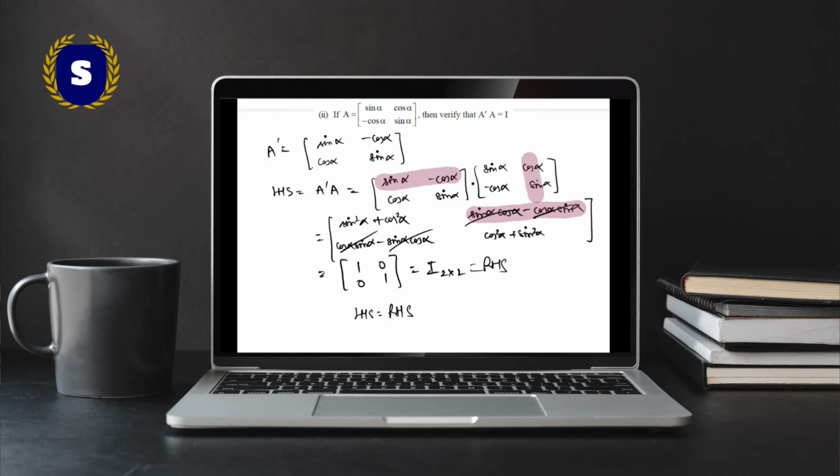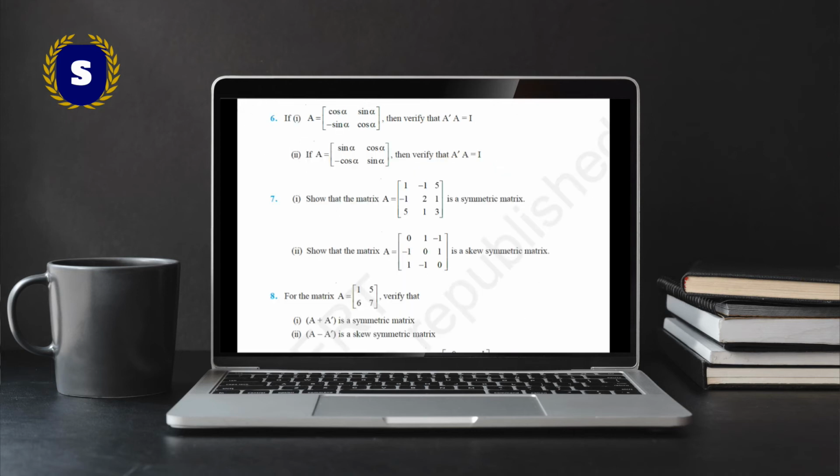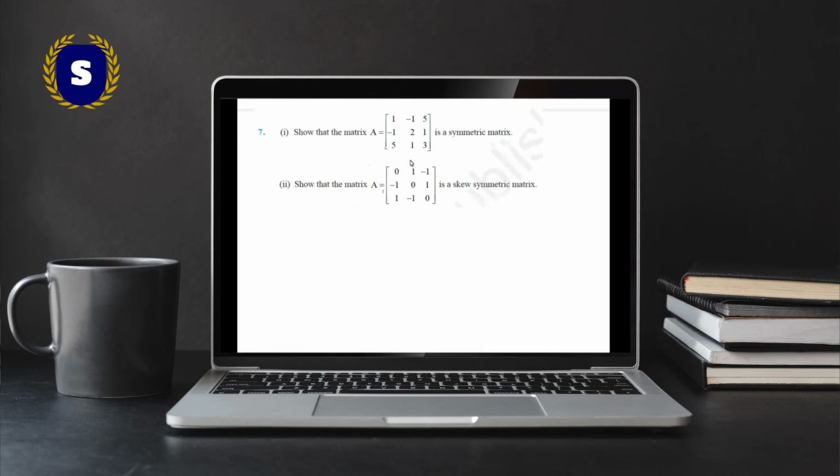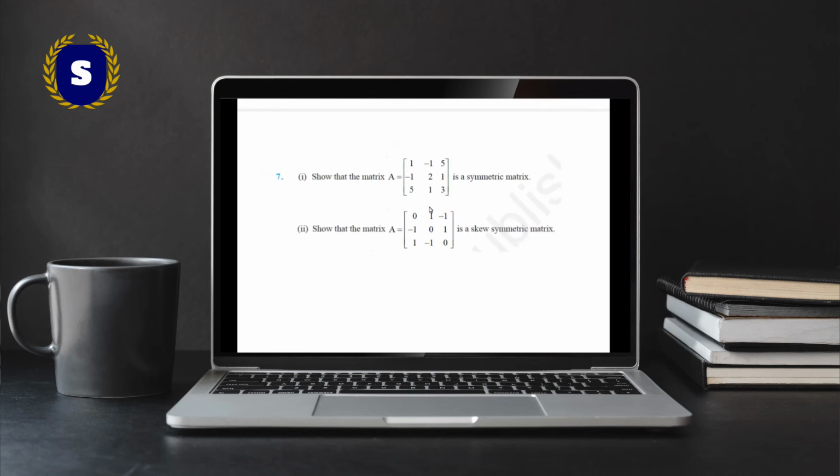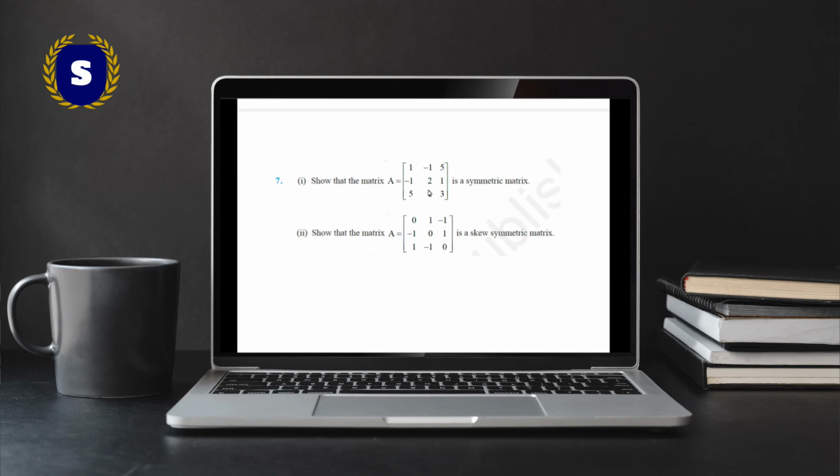Let us jump to the next question, that is question number 7. Before doing this question, I hope you know what a skew matrix, a symmetric matrix and a skew symmetric matrix are. If you don't, then kindly proceed to the session where I have explained that. Let us solve the first part.